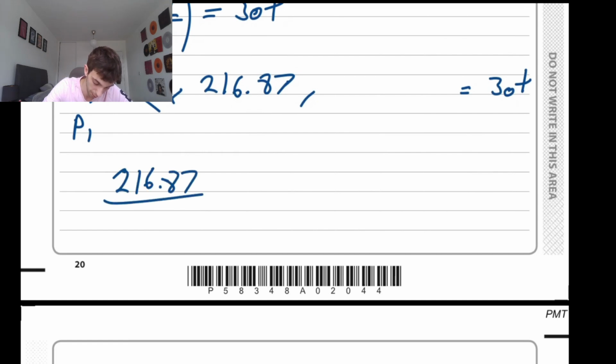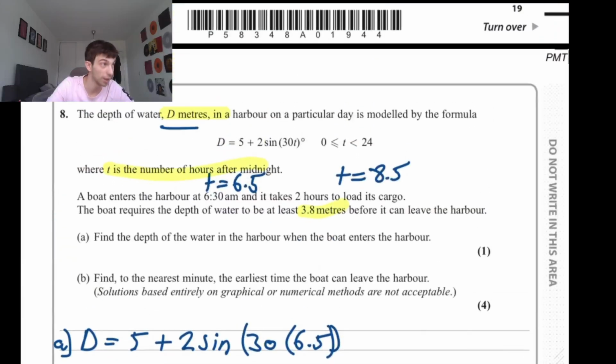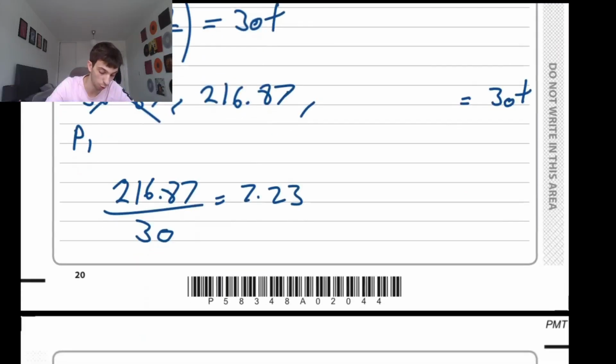So if we do 216.87 divided by 30 to get our t, this would give us 7.23. But we know, looking back up, that t needs to be 8.5 or greater for our boat to have loaded its cargo. So this cannot be the case, as t must be larger than 8.5, so this will not work.